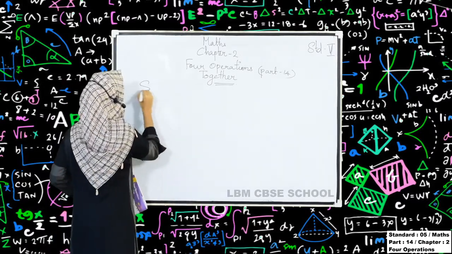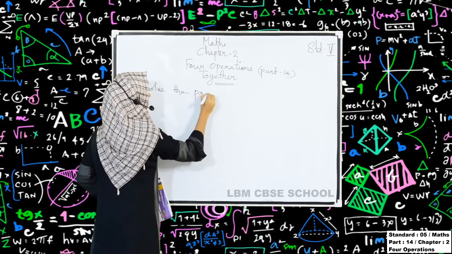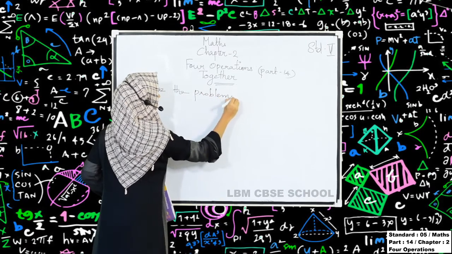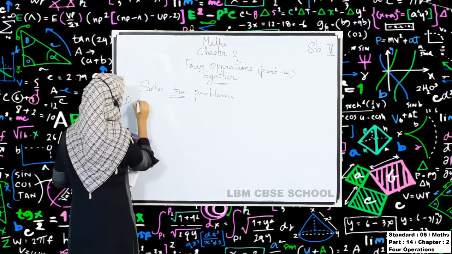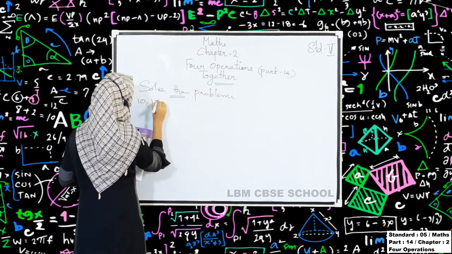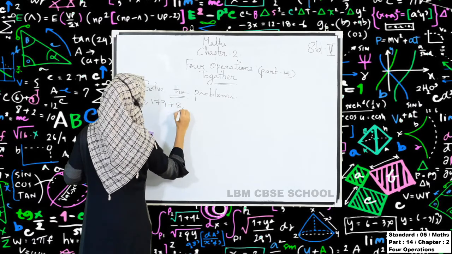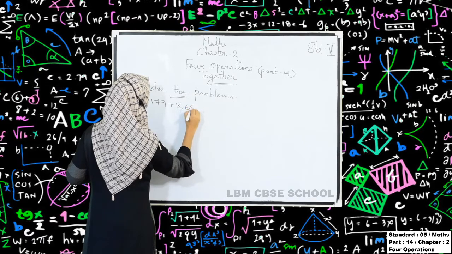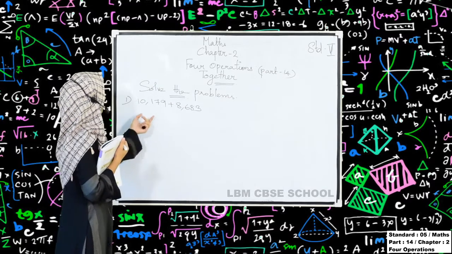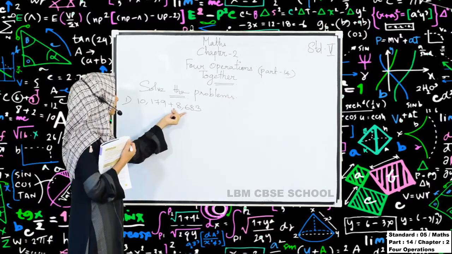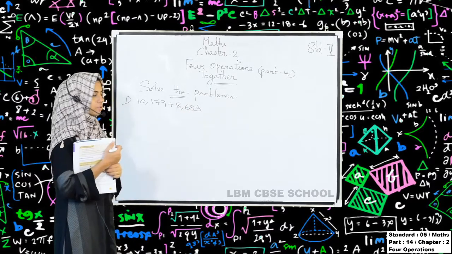First one is solve the problems. First question. So 10,179 and 8,683. We all know to add these two numbers, isn't it?